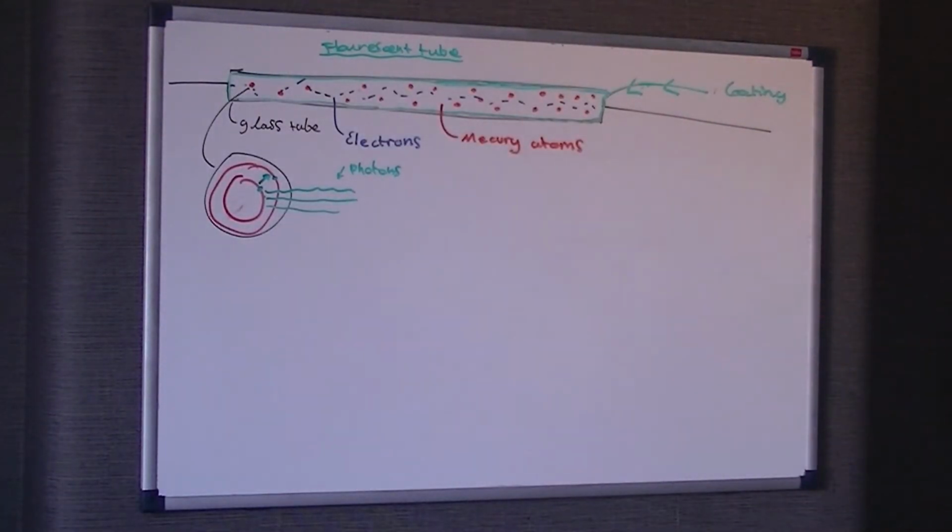leads me to this. It says, a fluorescent tube is filled with mercury vapour at low pressure. After mercury atoms have been excited, they emit photons. So I've kind of shown it here. I've actually given you a bit of a nod to later questions just in this diagram.